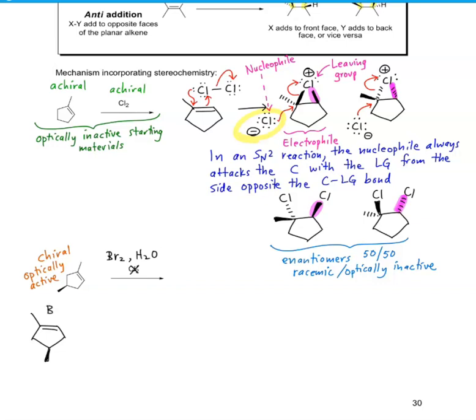So the first part of the mechanism, the first step, is identical to what we've seen in the previous examples, except that we're using bromine instead of chlorine. So one of the bromines gets attacked, the Br-Br bond breaks, and the bromine that was originally attacked attacks back.